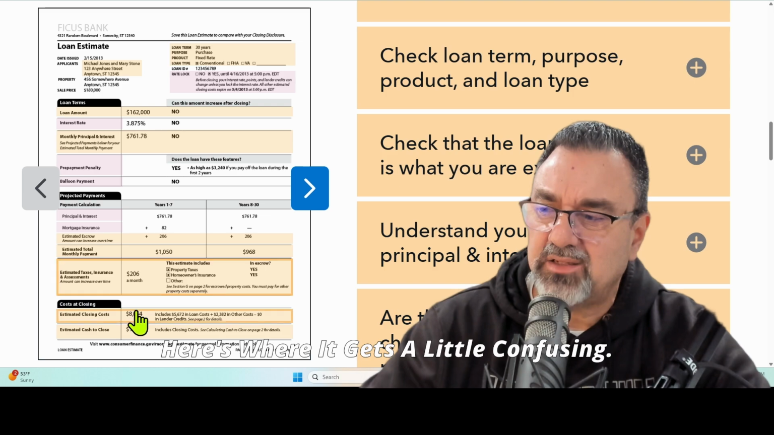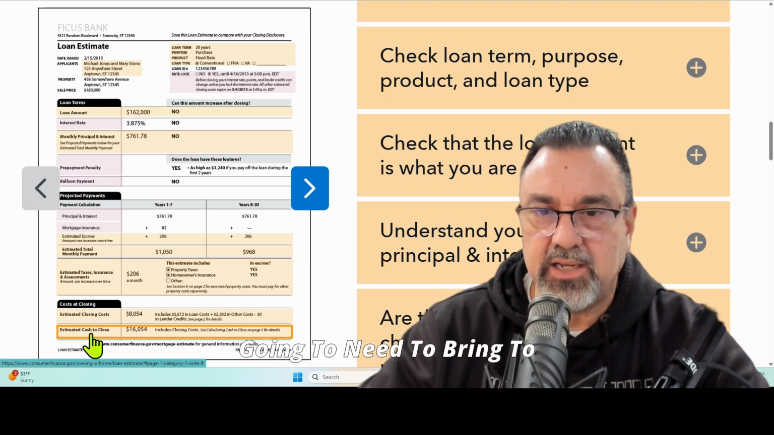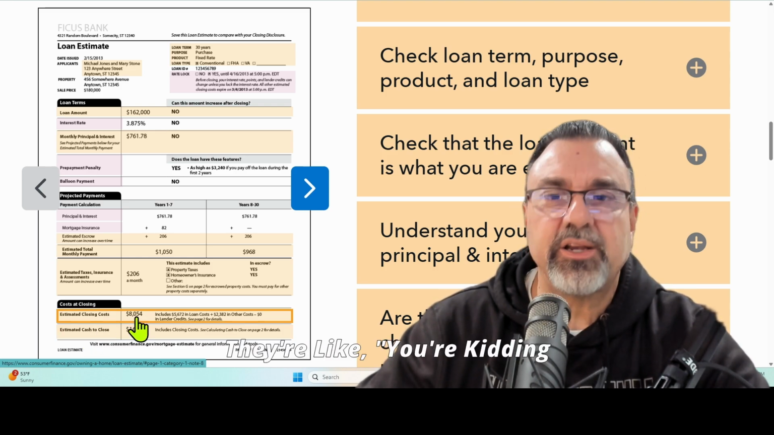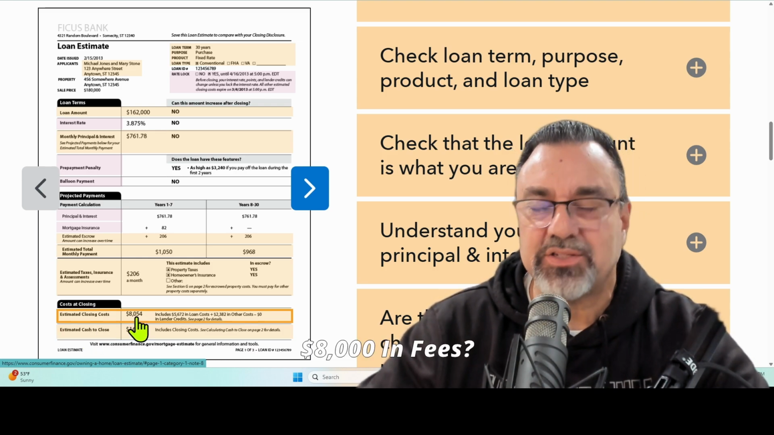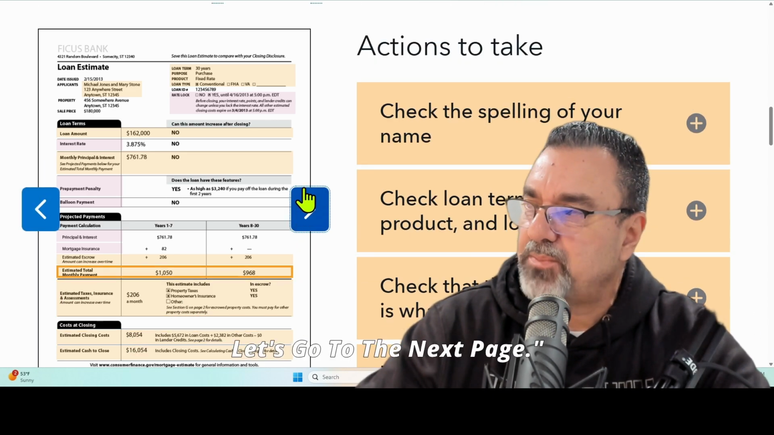Okay, so here's where it gets a little confusing. It says estimated closing costs and then how much money you're going to need to bring to the closing. And when people get this at first, they look at this and they're like, you're kidding me, right? $8,000 in fees. This is a little bit skewed, and I'll explain why. Let's go to the next page.